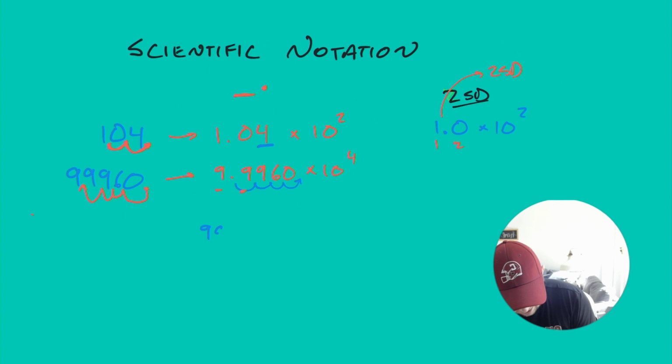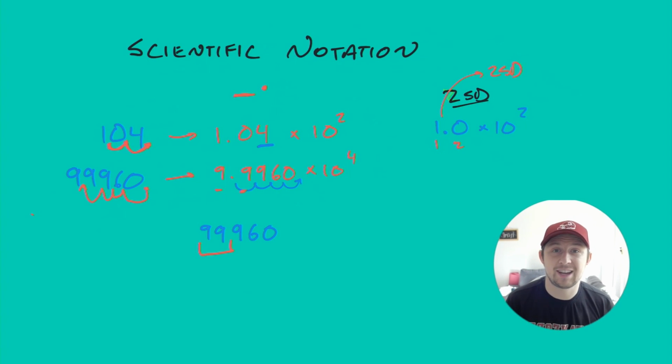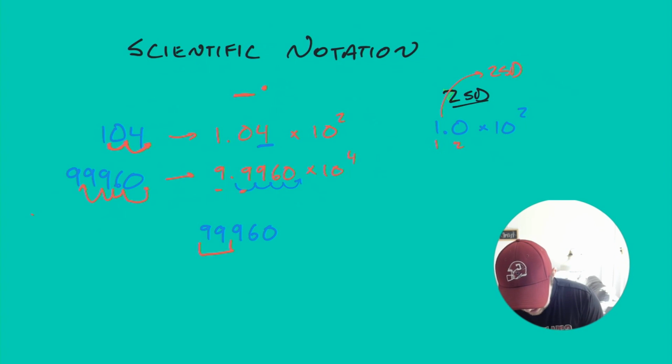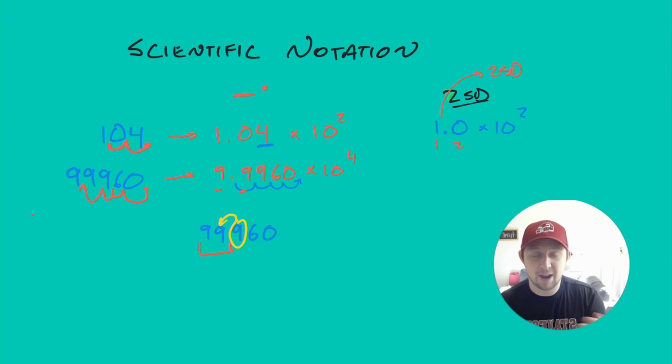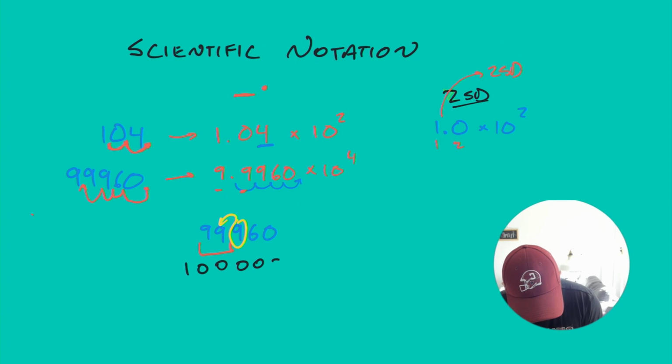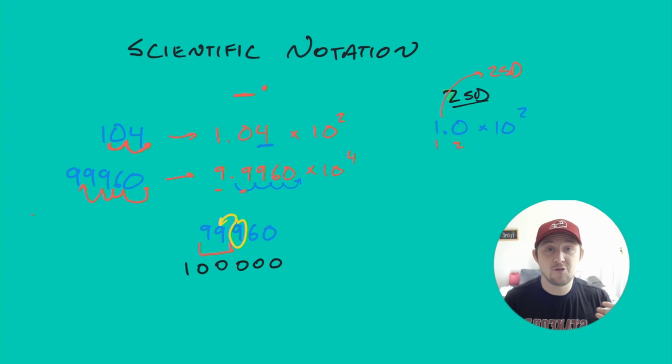Let's write 99,960. All right? We know that we need to reference it to the nearest 2 significant digits. So we need to round here, and this guy here is going to tell us where to round. So it's going to tell us to round up. So when we round up, what we get is something like this. All right? We get 100,000.